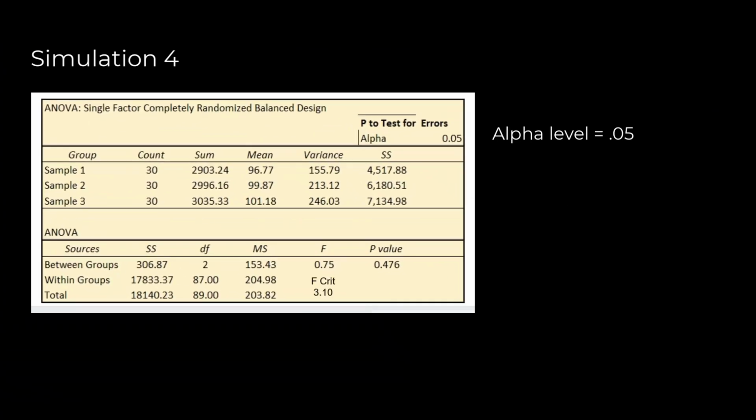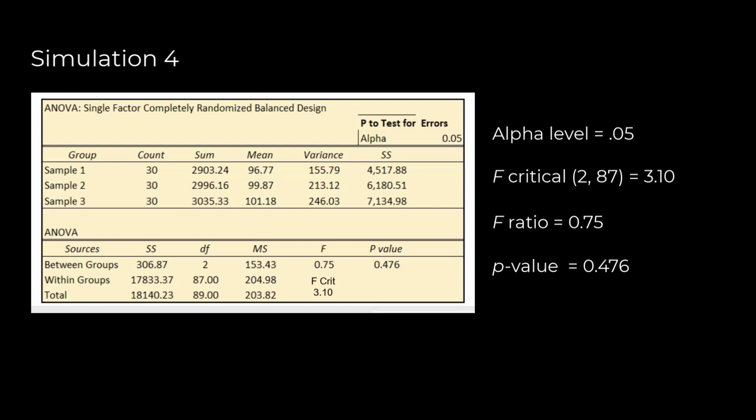We have set our alpha level at 0.05. The F critical value for samples with 2 and 87 degrees of freedom and an alpha level of 0.05 is still 3.10. In this analysis, the F ratio is 0.75. This is lower than the F critical value of 3.1. The p-value associated with the F ratio of 0.75 is 0.476.